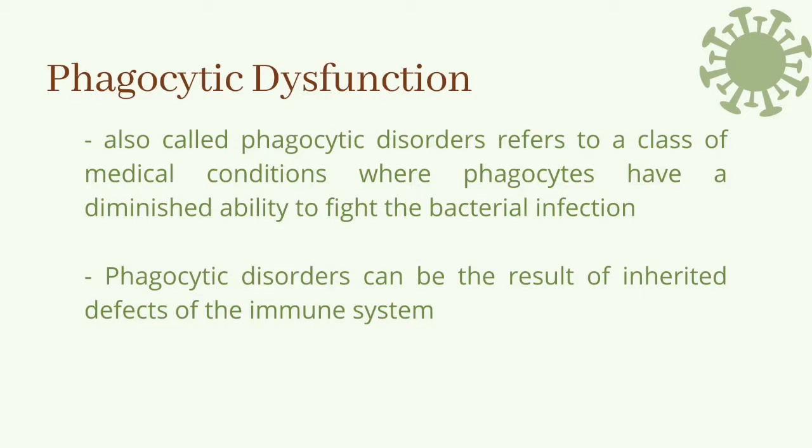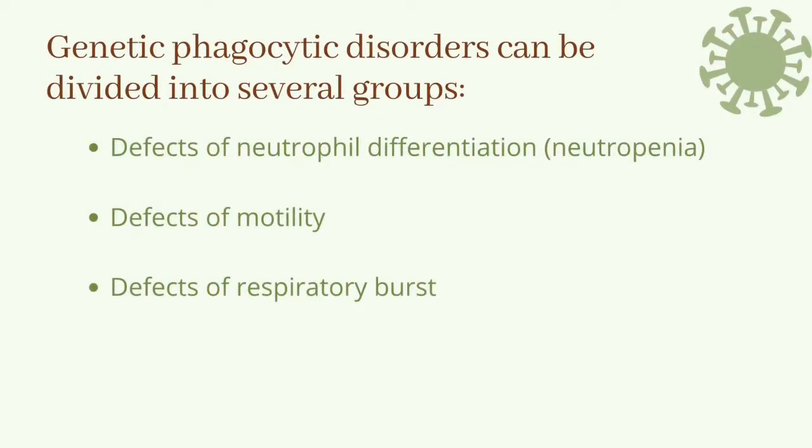Phagocytic dysfunction, also called phagocytic disorders, refers to a class of medical conditions where phagocytes have diminished ability to fight bacterial infection. Phagocytic disorders can be a result of inherited defects of the immune system. Genetic phagocytic disorders can be divided into several groups. These are the defects of neutrophil differentiation or neutropenia, defects of motility, and defects of respiratory burst.